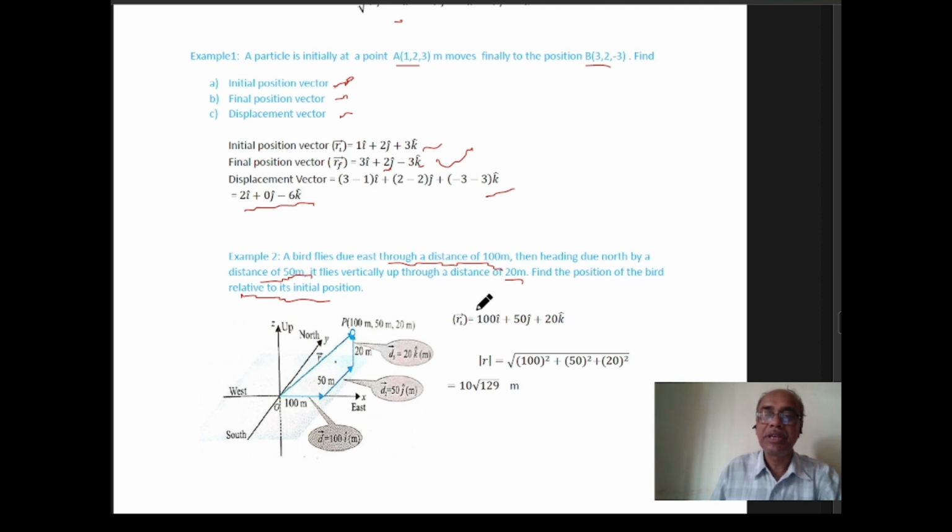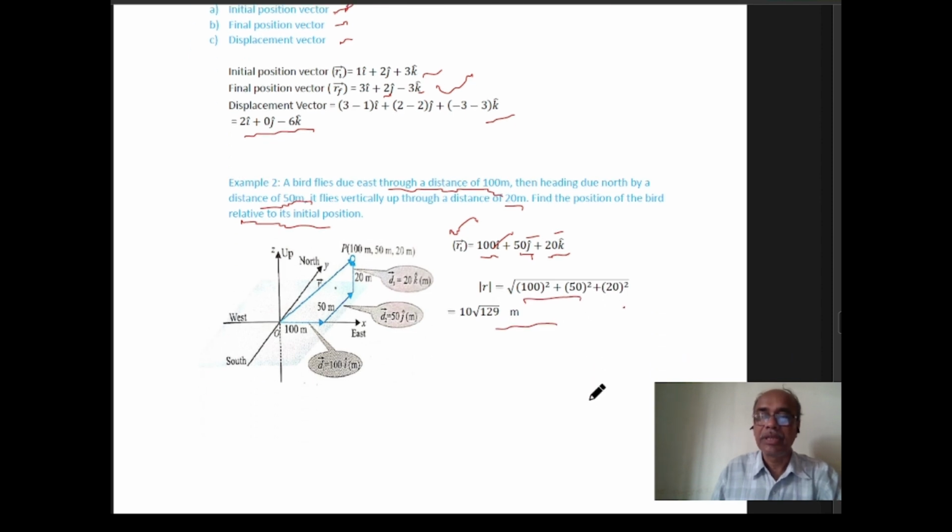So this 100 meters means 100 i cap, and towards north the 50 meters is 50 j cap, and upward is 20 k cap. So this is the actual position vector. Now if you get the position vector, then what is the displacement with respect to this? This is the square root of this and this. We are taking this, and this is the final result. Okay, thank you.